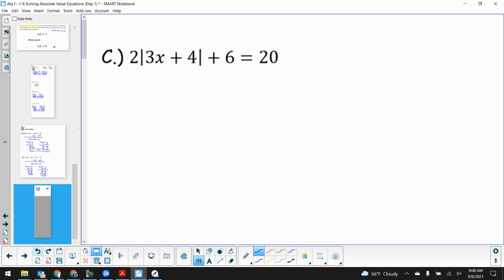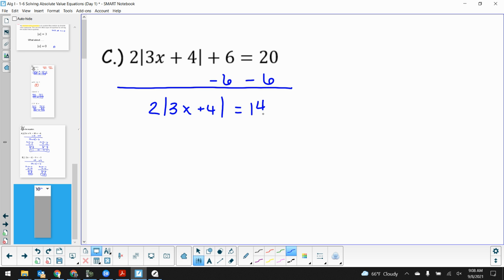Here's why. You might be tempted to try to do the distributive property. Can you do the distributive property with an absolute value? No. It doesn't work like parentheses. So what we have to do is get everything away from it first, meaning I subtract the 6 first, leaving us the 2 with the absolute value. It's equal to 14. Then I divide by 2, because this is times, right? So to get it to go away, I divide by 2.